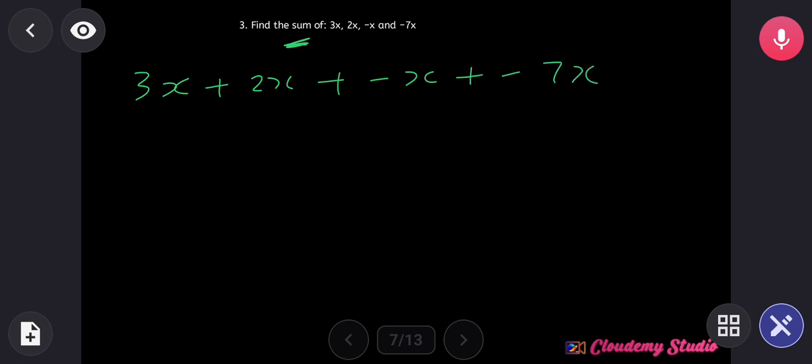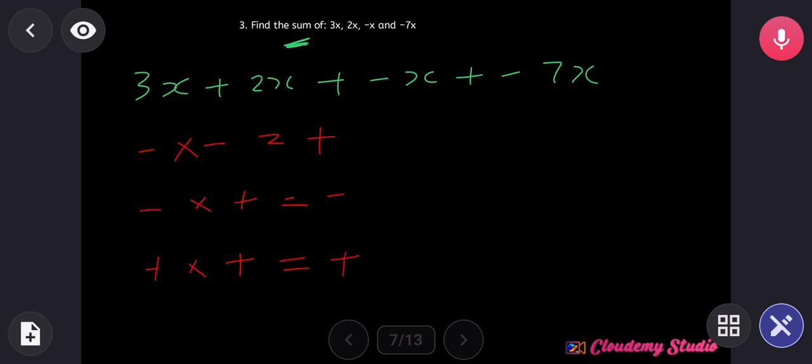Now, this is what you have to understand in basic algebra. You have to understand that minus times minus equals plus. Minus times plus equals minus. Then plus times plus equals plus. That's what you have to understand in basic algebra.